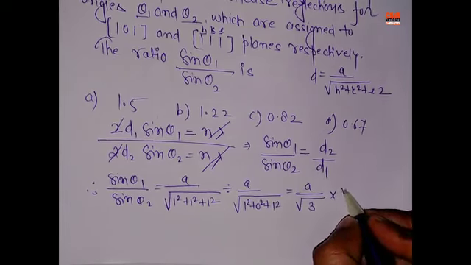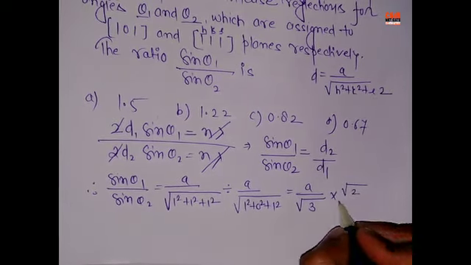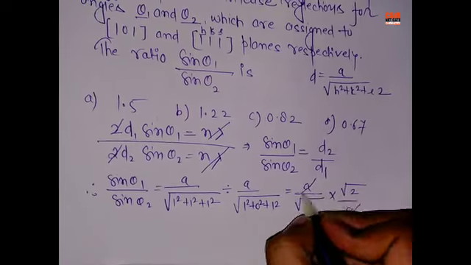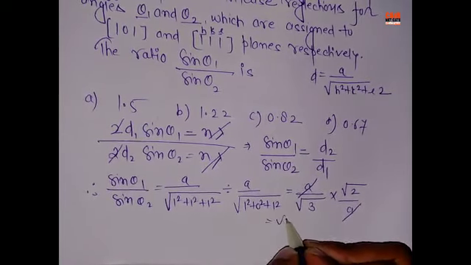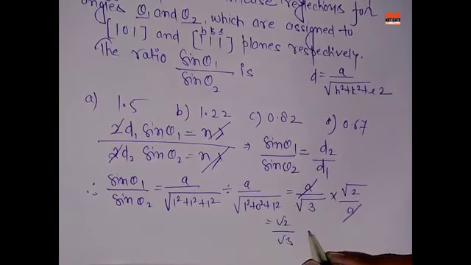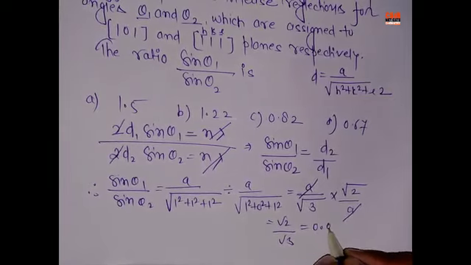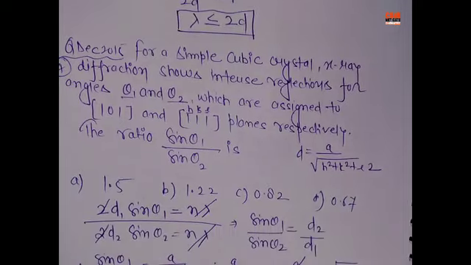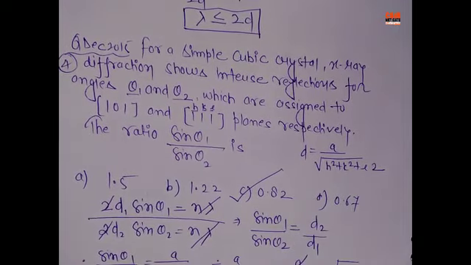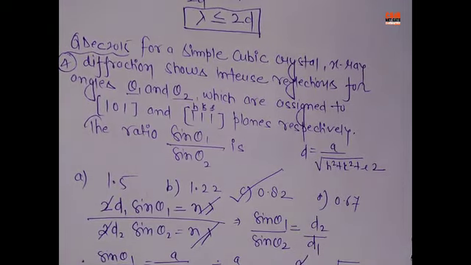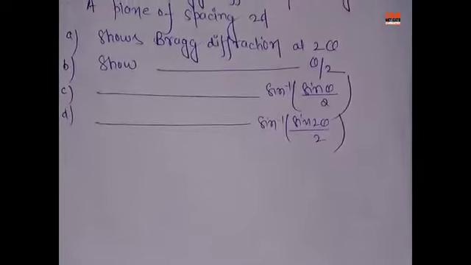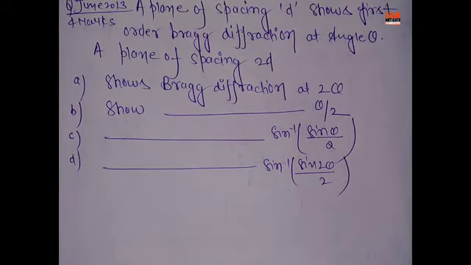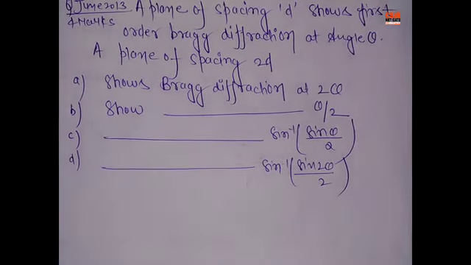So it is root 2 divided by a. So a cancels with this a. So we have root 2 upon root 3, which is nothing but 0.82. So the answer is in the options, this C is the correct answer. So let me take one more question. Again it is a very easy question.